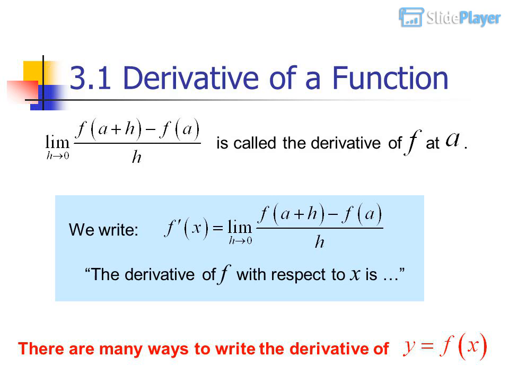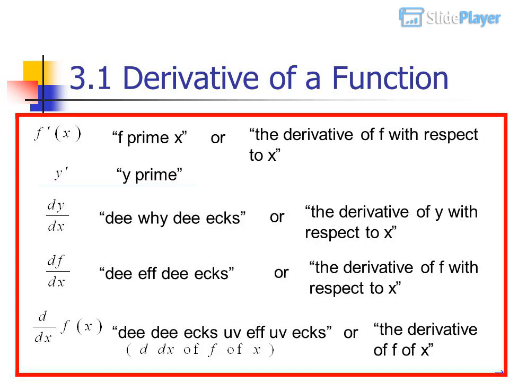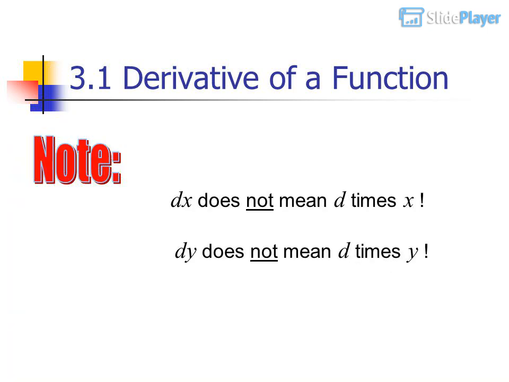3.1 Derivative of a function. The derivative of f at a is called the derivative. We write the derivative of f with respect to x. There are many ways to write the derivative of a function f: f prime of x, the derivative of f with respect to x, y prime, dy/dx, the derivative of y with respect to x, df/dx, d/dx of f of x.